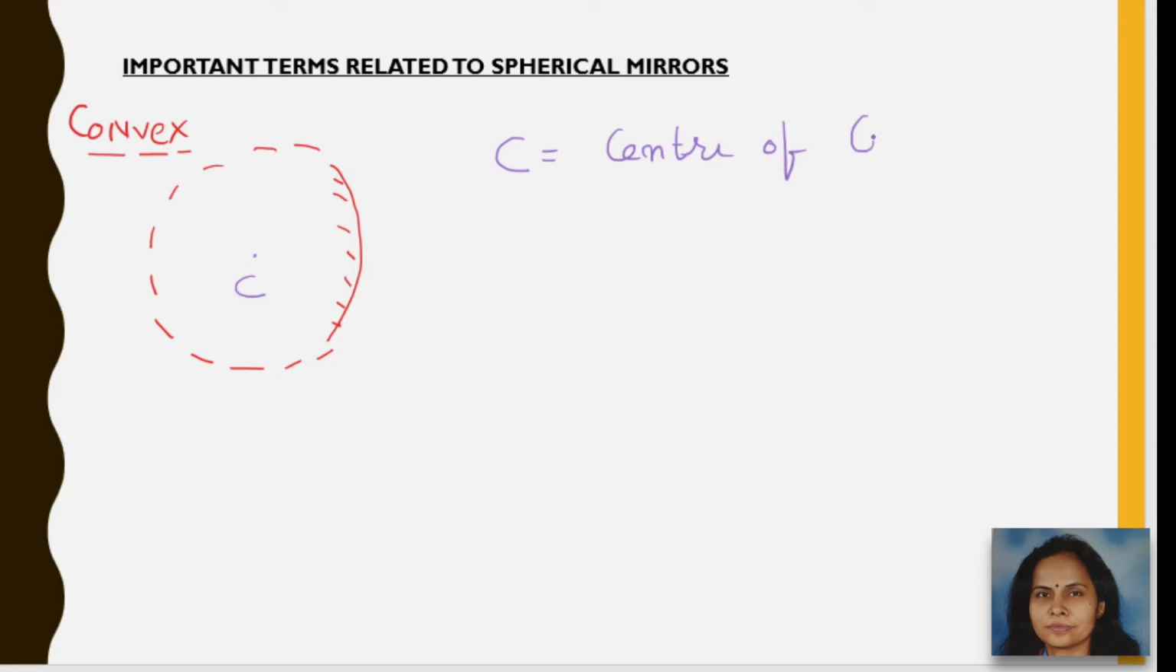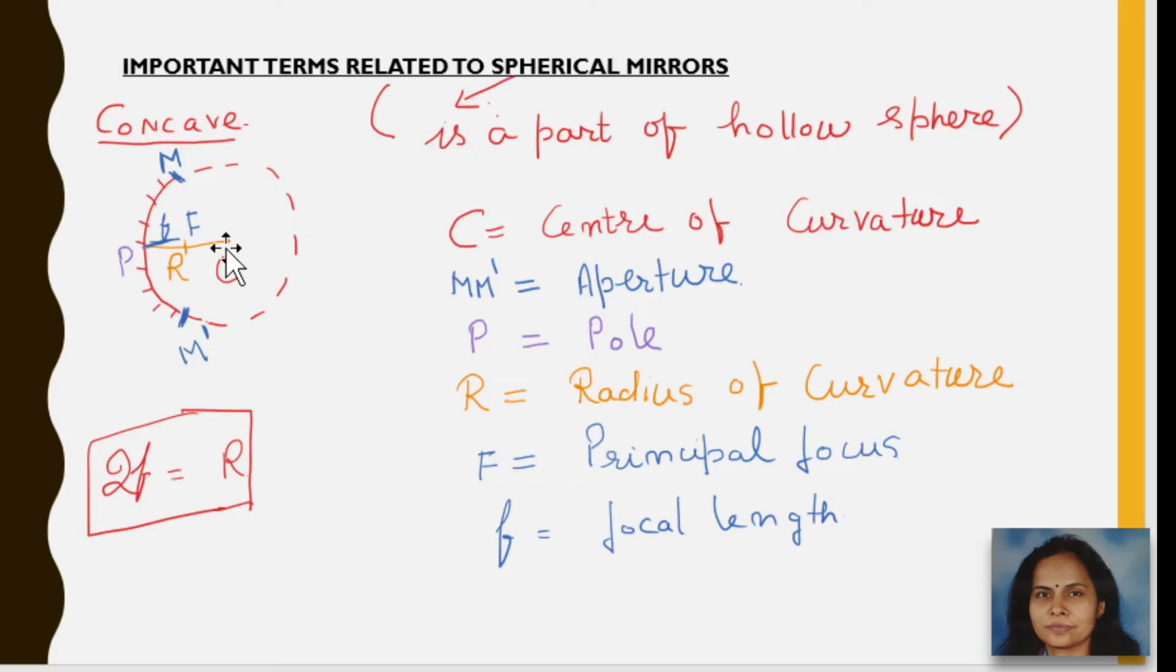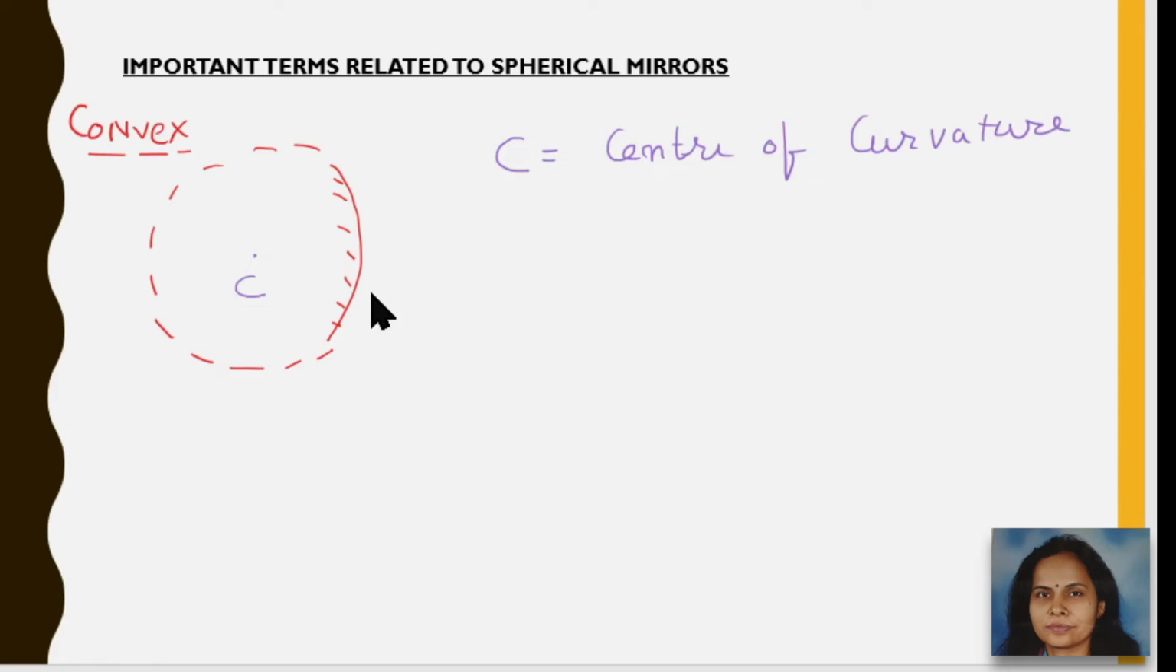Now as you can see, there is a difference between the center of curvature for concave and convex mirrors. In the case of the concave mirror, it was in front of the reflecting surface. But in the case of the convex mirror, you can see it is behind the reflecting surface, or simply we can say behind the mirror.